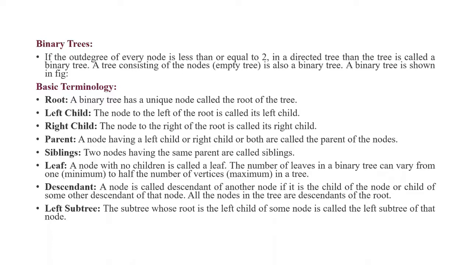Now today we will see what is a binary tree. You have to consider the first directed tree, then we will see the simple tree. For a directed tree, if the degree of every node is less than or equal to 2, then the tree is called a binary tree. A tree consisting of no node, that is an empty tree, is also a binary tree.